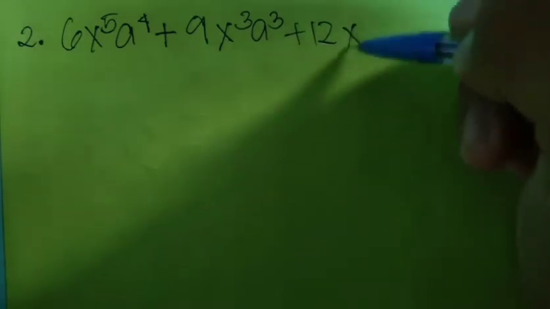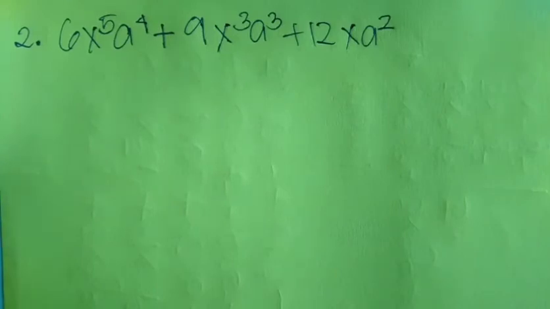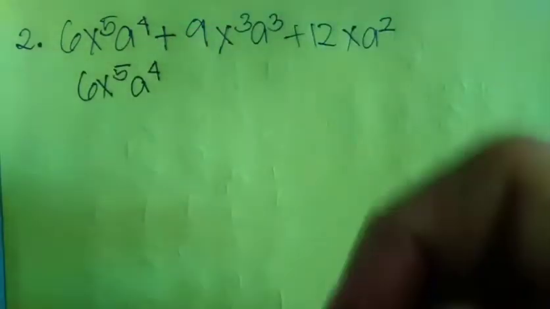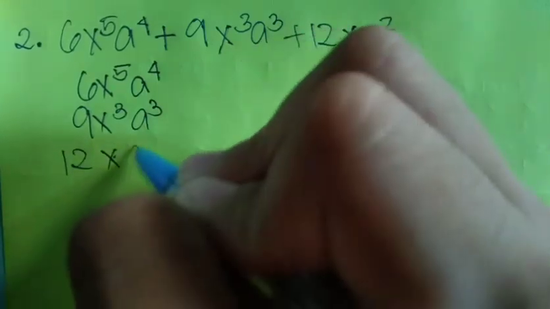Now, for the second problem, we have 6x raised to the 5th power a raised to the 4th power plus 9x cubed a cubed plus 12x a squared. Ngayon, meron ulit tayong tatlong factors, which means 3 terms to be factored. We have 6x to the 5th power, a to the 4th power, 9x cubed a cubed, then 12x a squared.